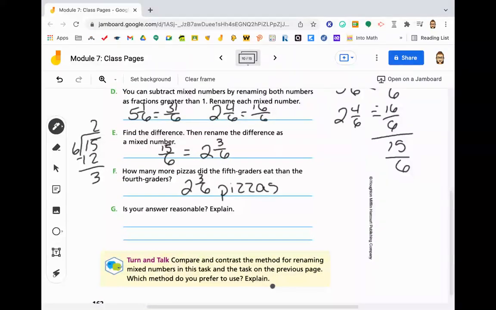So is our answer reasonable? Yes. My answer is close to 2. We're going to look at the next page.